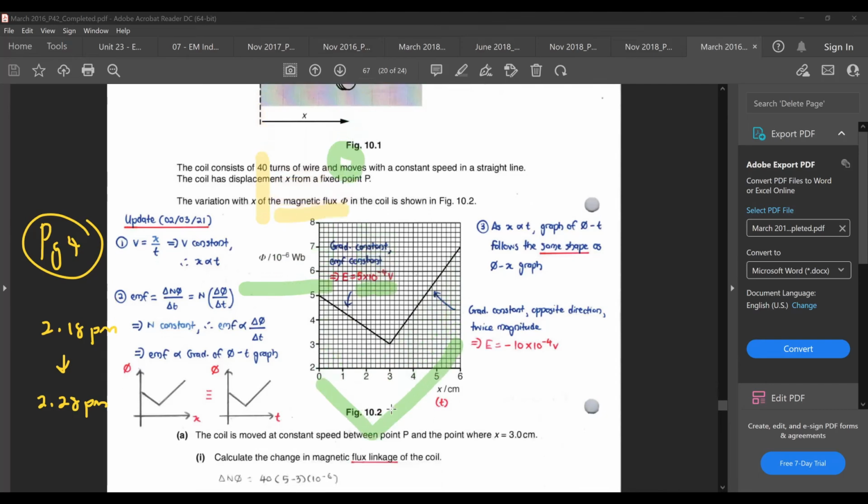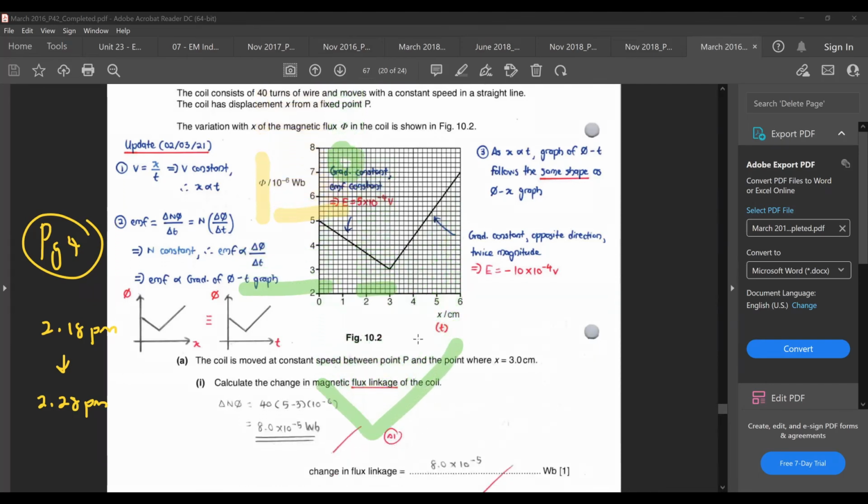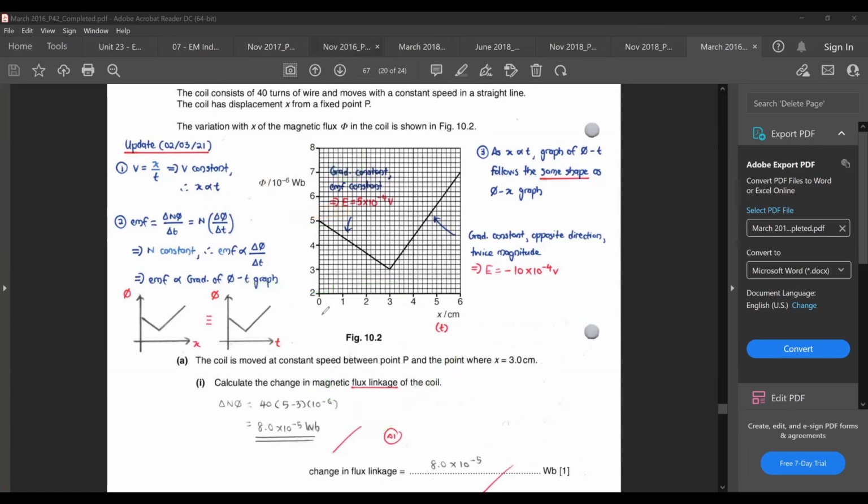So they're asking you right now, the coil is moved at constant speed between P and the point where x is 3 centimeters. So in other words, what they're saying here is that they're moving it from here to here. So they ask you to calculate the change in magnetic flux linkage of the coil. So what you have here is actually just the change in flux, because this is a graph of flux versus x. So if you calculate this one out, this one is just merely the change in flux, not the change in flux linkage. The question wants flux linkage.